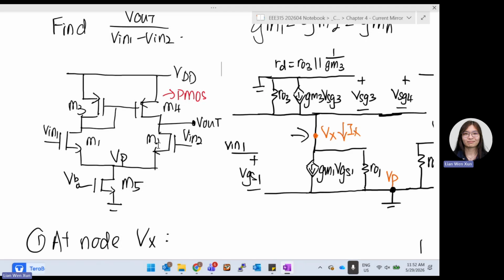If we rearrange this, we take out VX. Your Vx will be equal to negative V out. So this is your equation number 2, and this is your equation number 3. Now you can substitute everything in. Our aim is to eliminate VP.